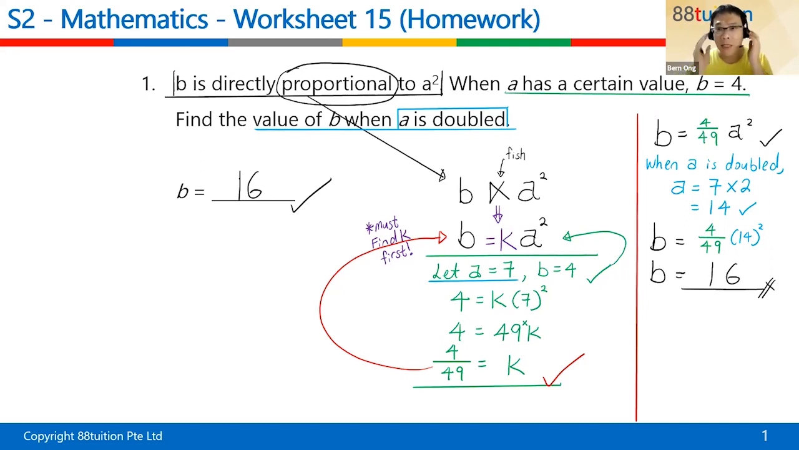Hey, any one of you want to challenge Adiyat? How come Adiyat can use A as 7? Anyone want to give another number? Sherman, can you give me another number?